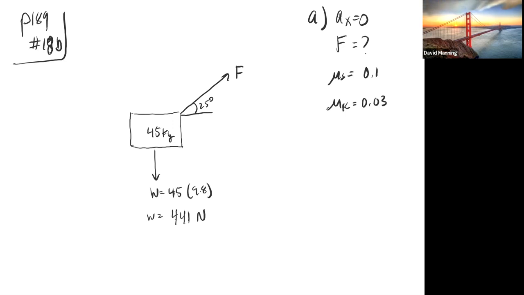Now remember, F is broken into two components: F cosine 25, F sine of 25. We still have two more forces we have to add. We have to add the normal force, and we have to add the force of static friction. So that's our free body diagram for this picture. Now it seems pretty easy, but it's not as easy as it appears.